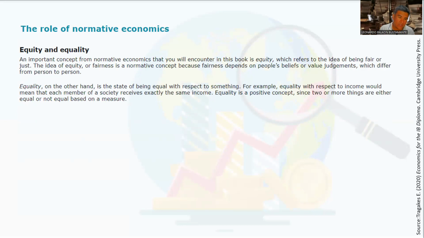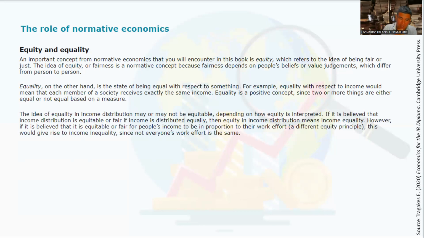Equality, on the other hand, is the state of being equal with respect to something. For example, equality with respect to income would mean that each member of a society receives exactly the same income. Equality is a positive concept, since two or more things are either equal or not equal based on a measure. So equality, don't forget, it's a positive concept. It's not normative. Why? Because we can measure. It's objective rather than subjective.